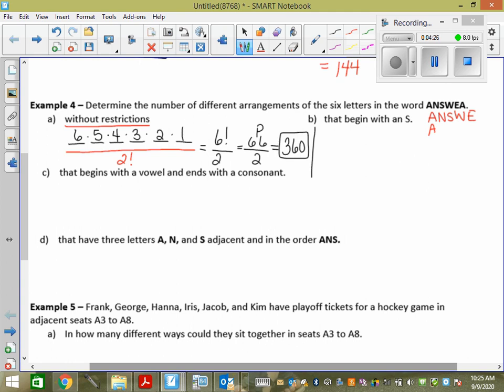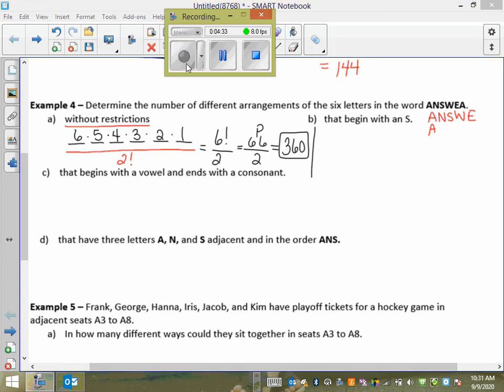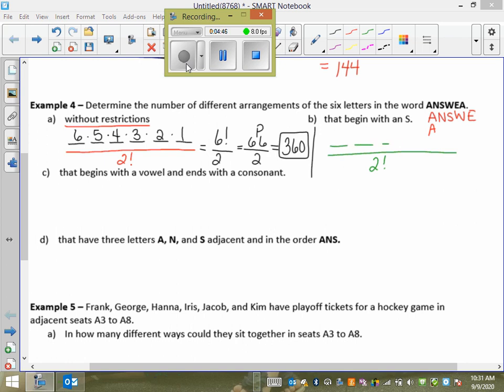You're going to do B, C, and D now. Try them out. Remember, you need to divide by your 2 factorial. So it says it has to begin with an S. The very first thing we're going to do is divide by 2 factorial because there's 2 A's. And we're not going to think twice, we're just going to do 2 factorial. Then it has to begin with an S. So I have to have an S here, which is one option. I used 1 letter up. Then how many do I have for here? 5, then 4, then 3, then 2, and 1.